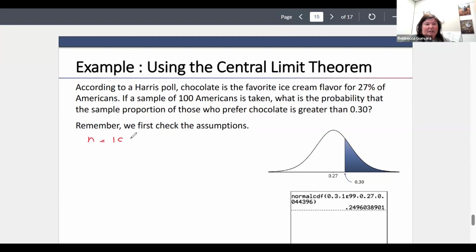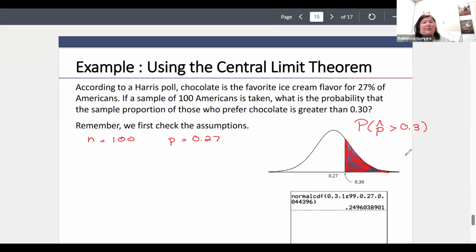So remember, we said n is 100. We said p is going to be 0.27. So if we look at our distribution, what is it we're actually looking for here? We're looking for the probability that if I have a randomly collected group of 100 people, their sample proportion is going to be greater than 0.3. So we're looking at this area right here.